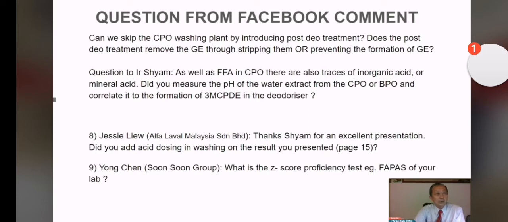Can we skip the CPO washing by introducing post-DEO treatment? Does post-DEO treatment remove GE through stripping them or preventing the formation of GE? And I think this question stays with you as well, Engineer Sham. In CPO, there are traces of inorganic acid or mineral acid. Measure the pH of the water extract from CPO or bleached palm oil and correlate it to the formation of 3-MCPD in the deodorizer.